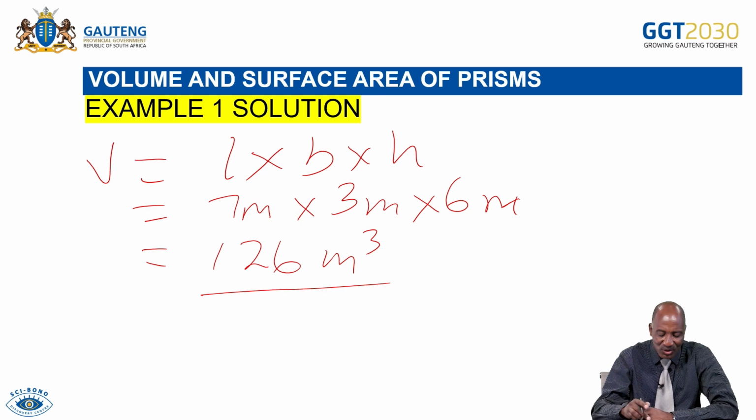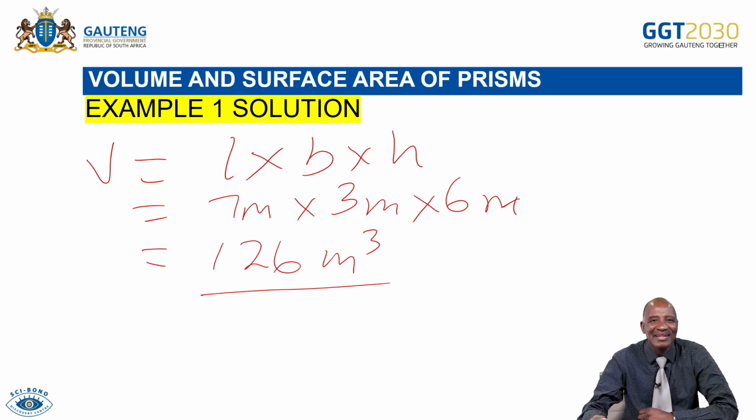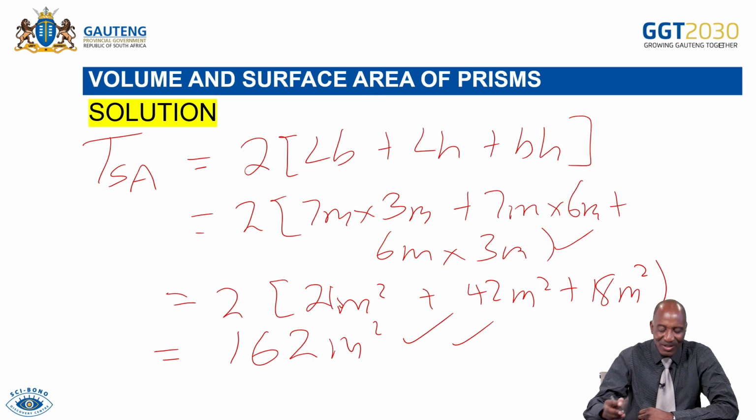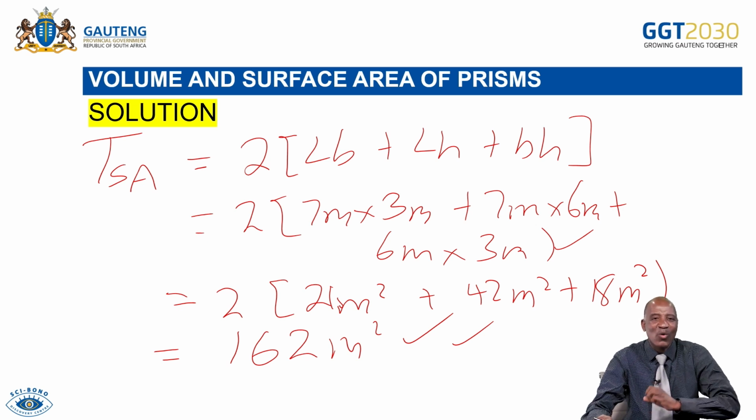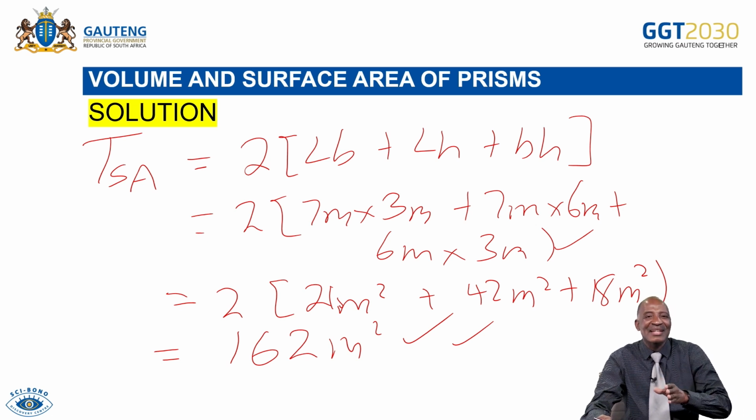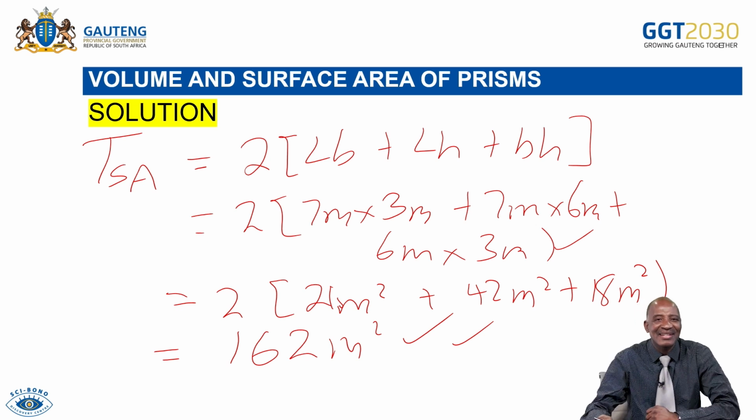And when you compare the two here, this is 126 cubic meters versus 162 square meters. Don't think that volume is smaller than area, because they are comparing two different things. Volume and surface area are not the same. You can't say 300 rands is the same as 300 cents, because the units are not the same until you convert it to one.